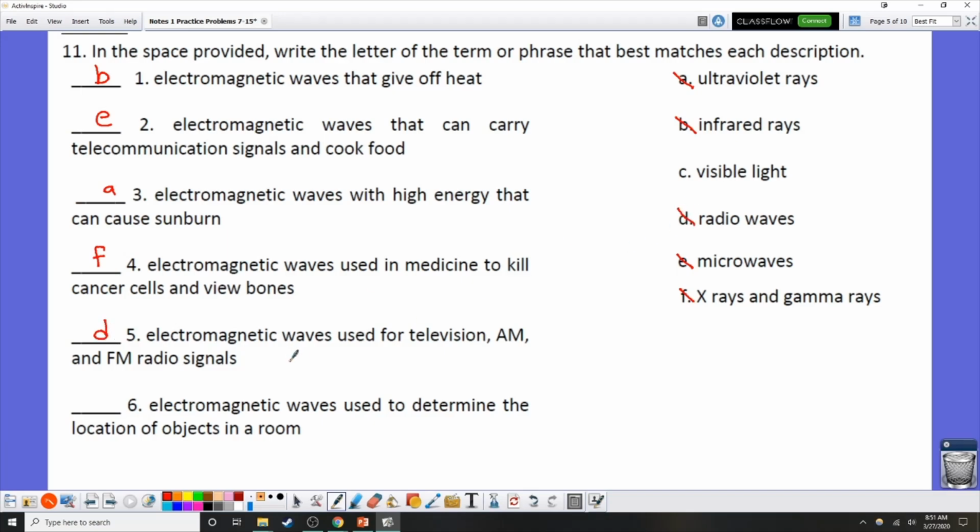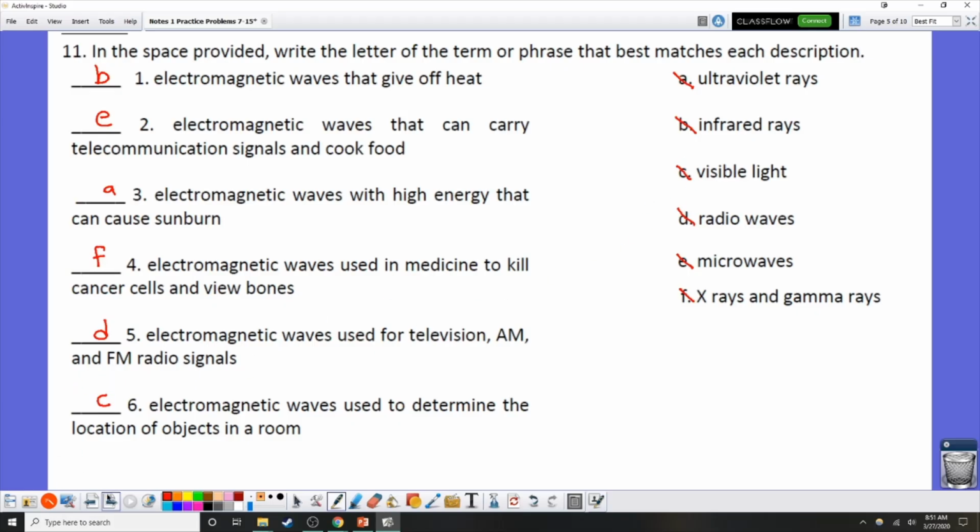And then finally, electromagnetic waves used to determine the location of an object in a room. Well, we use visible light to determine the location of the object in a room just by using our sight, right? So if there's light in a room, we can see it, and when we can see stuff, we can locate them in the room. So that makes sense. C.